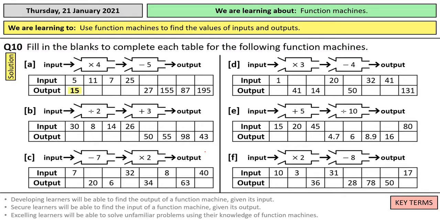Okay, so let's go for the answers. For question 10a, we had outputs 15, 39, 23, and 95, and input values of 8, 40, 23, and 50. For B, we've got 18, 7, 10, 16, 94, 104, 190, and 80.